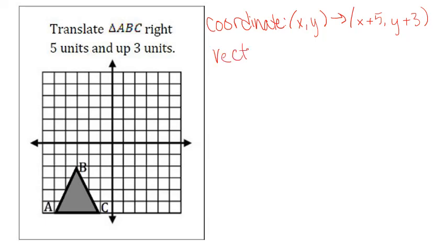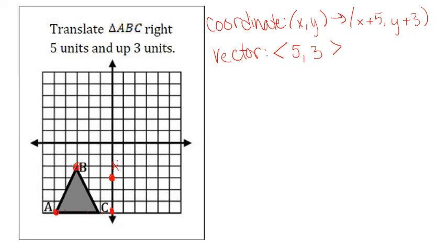If we wanted to write this in vector notation, we would write our angled brackets, and then our first value would be +5 and our second value is +3. And this is telling us that we're moving to the right 5 and up 3. So let's do that. Let's start with point A. We're going to move to the right 5. 1, 2, 3, 4, 5. I think that's right. Let me double count. 1, 2, 3, 4, 5. Yep. And then up 3 from there. 1, 2, 3. So this is our new point A prime.